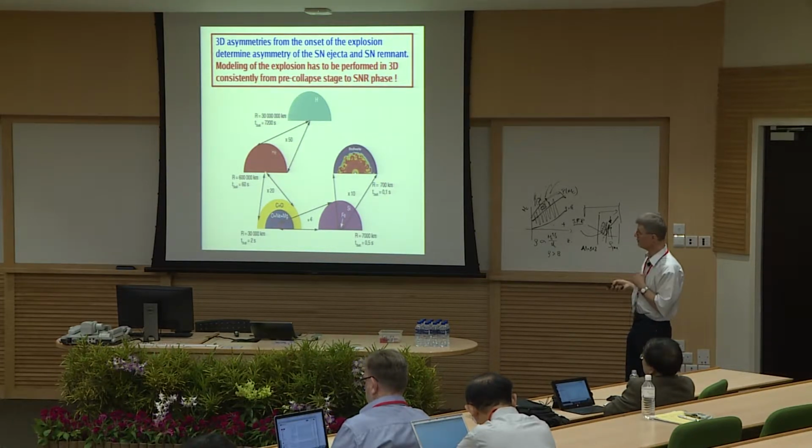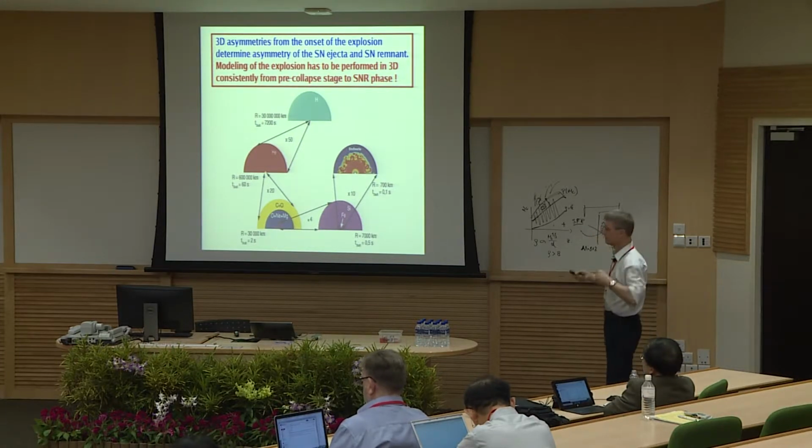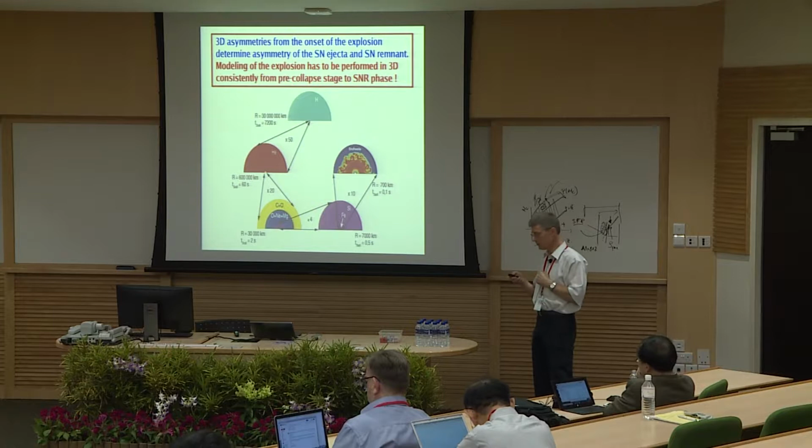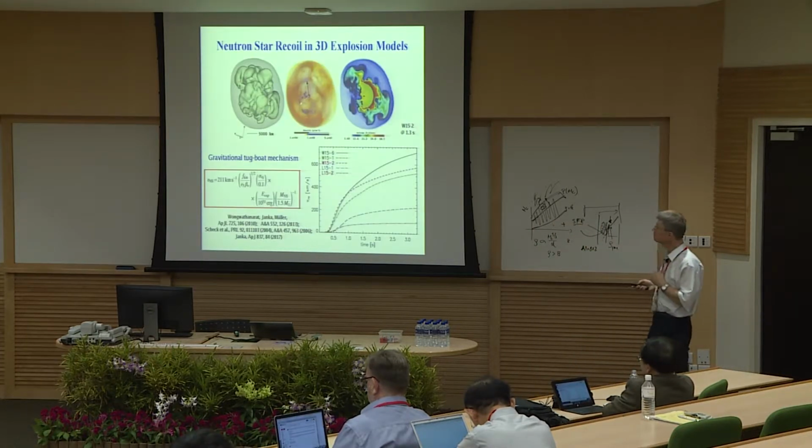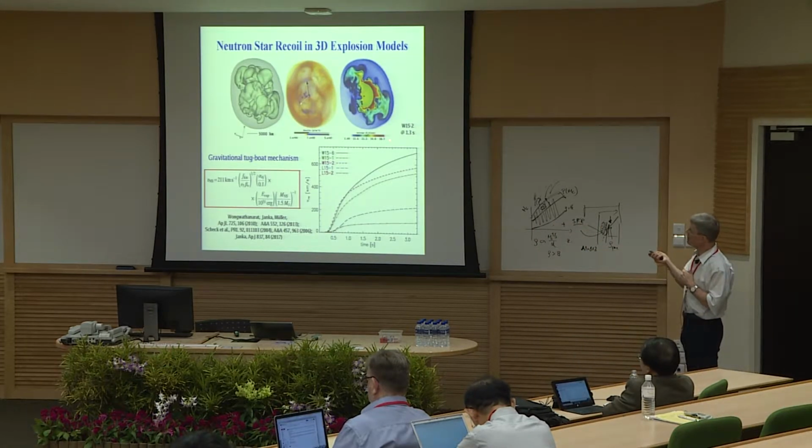And we have to simulate all of that self-consistently, so we have to start with a neutrino-driven explosion in 3D and have to continue until the shock expands into the circumstellar medium in order to see the morphology of the remnants developing. This is again zooming back into the first seconds of the explosion where you had seen these asymmetries connected to the beginning of the explosion by the neutrino-driven mechanism.